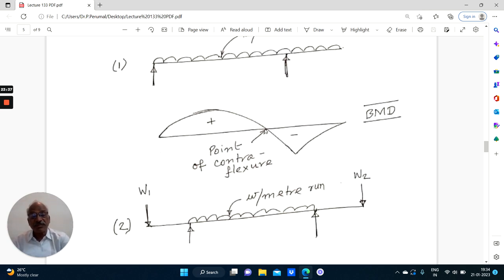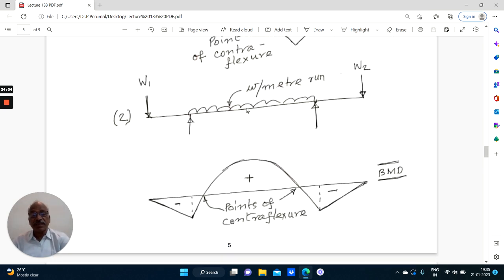But because the bending moment is zero at the point of contraflexure, we should not assume that wherever bending moment is zero, it is a point of contraflexure. It is not a point of contraflexure. No doubt, at the point of contraflexure, bending moment is zero, but the point to be noted here is bending moment changes from positive to negative. This is what is called a point of contraflexure.